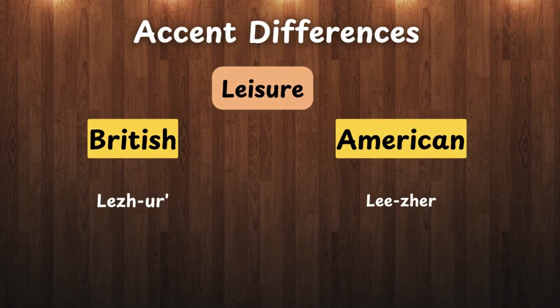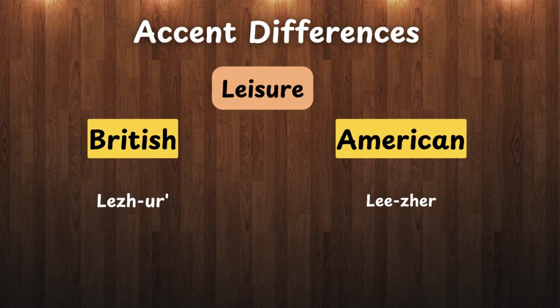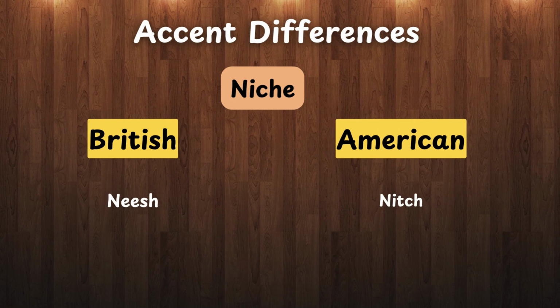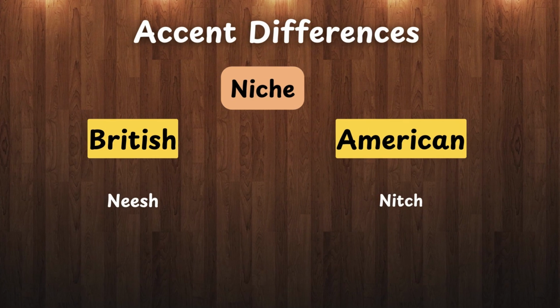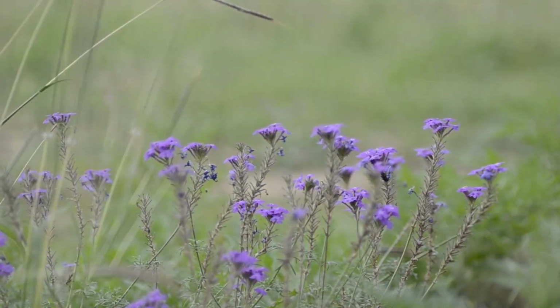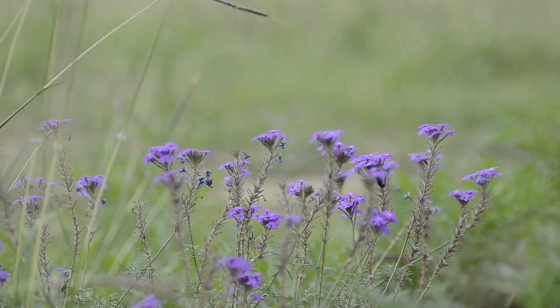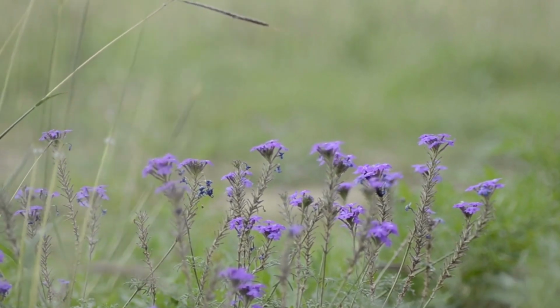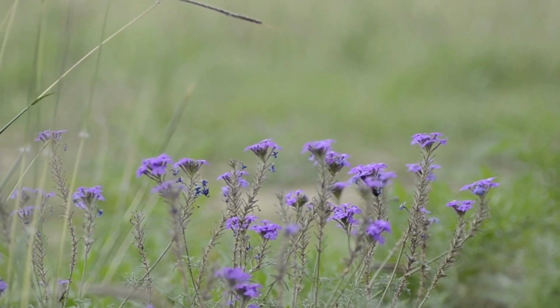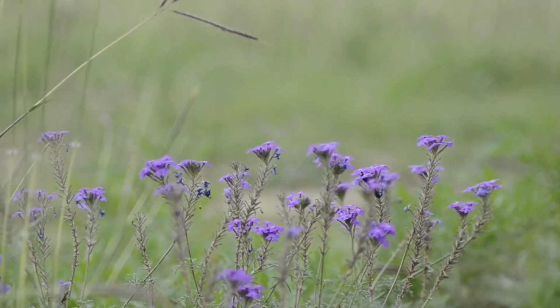British speakers pronounce this word as leisure, and in American English they say leisure. Next word, British speakers pronounce it like niche, and in American English they pronounce this word as niche. And that's it. These were the 4 main differences between British and American English, and understanding these differences can make your English learning experience more interesting and also effective.